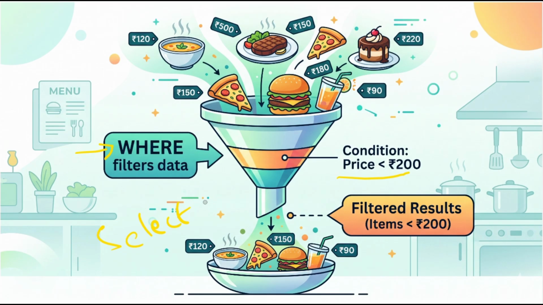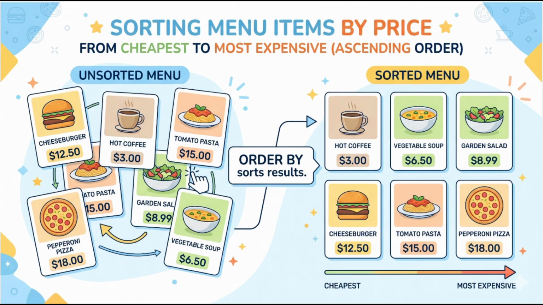Where filters the data using a condition. For example, SELECT item_name, price FROM menu_items, as it was given in the previous slide. After that, we put WHERE price < 200. This means show the item names and prices from the menu table, but only where the price is less than 200. So where helps us avoid unnecessary data. It shows only the records that match our condition. In restaurant language, where is like saying, do not show me the full menu, show me only the budget friendly items. It is the main purpose of where.